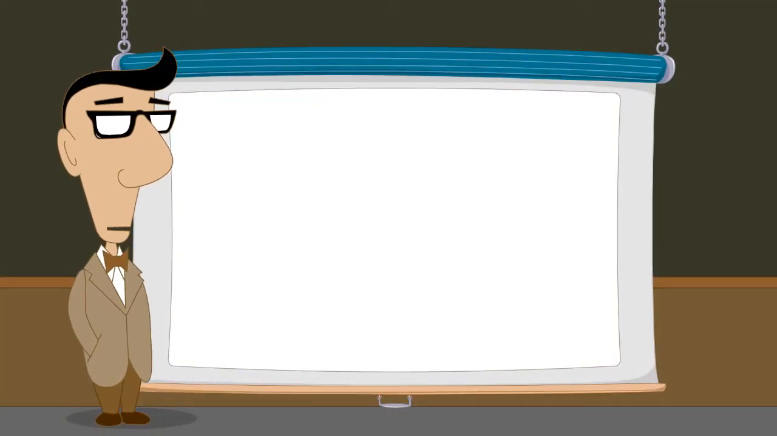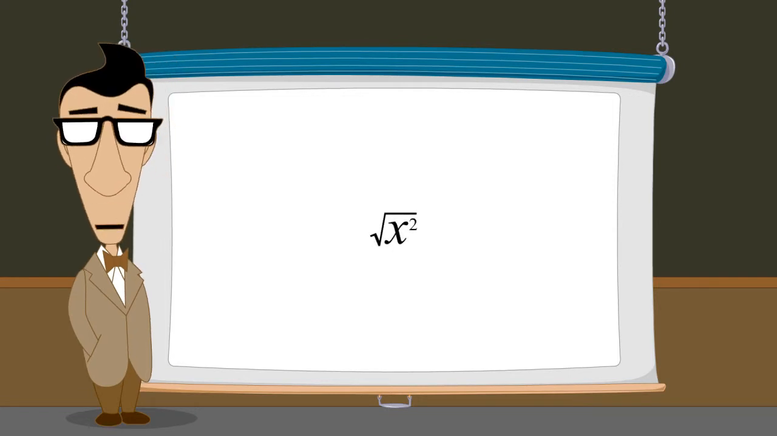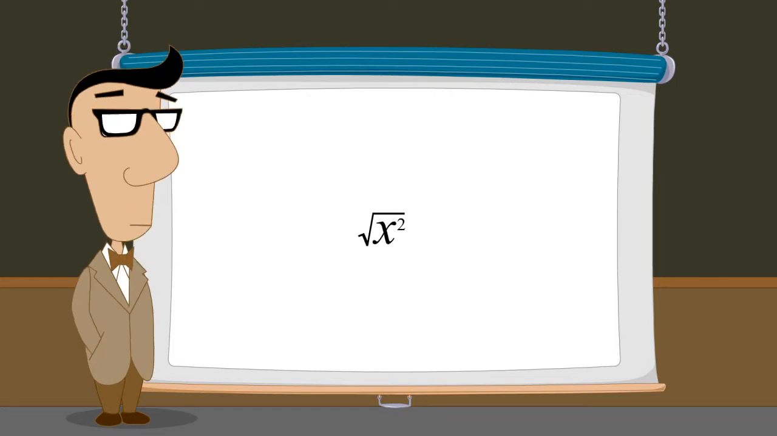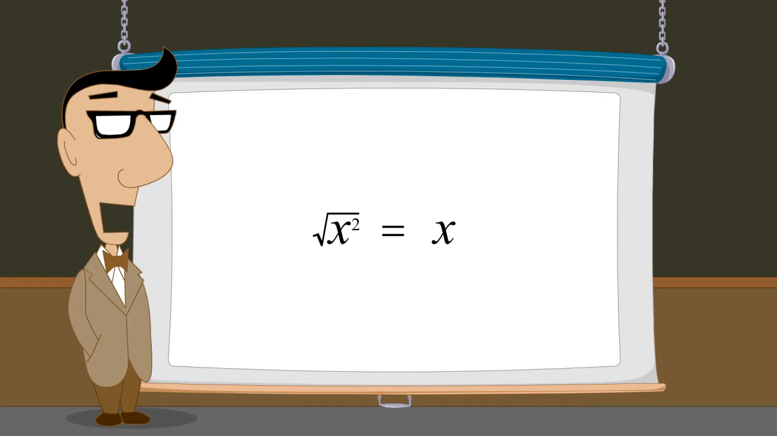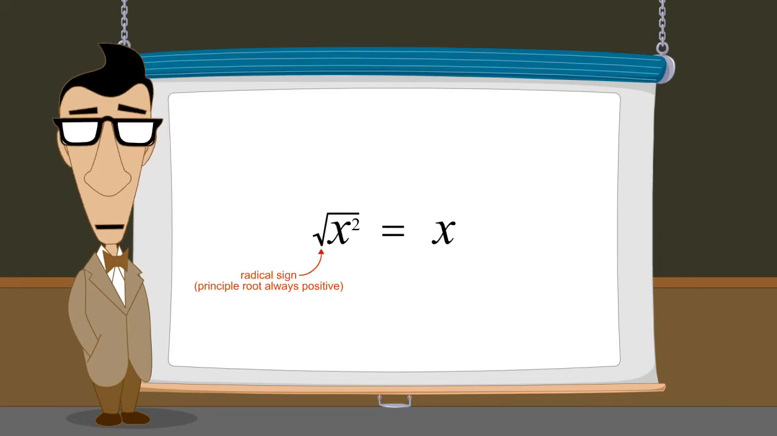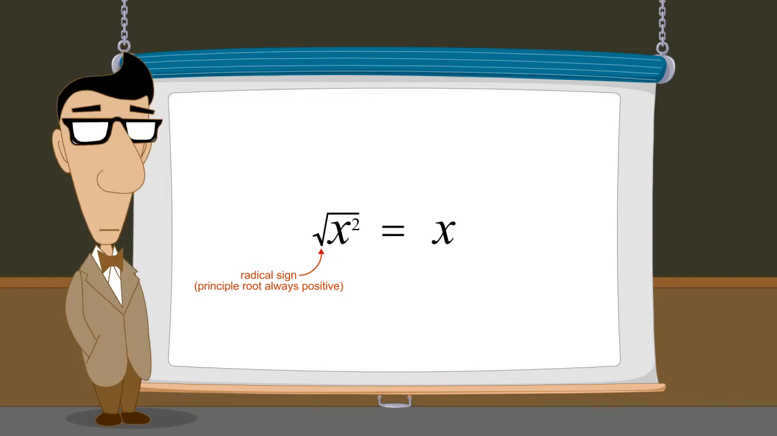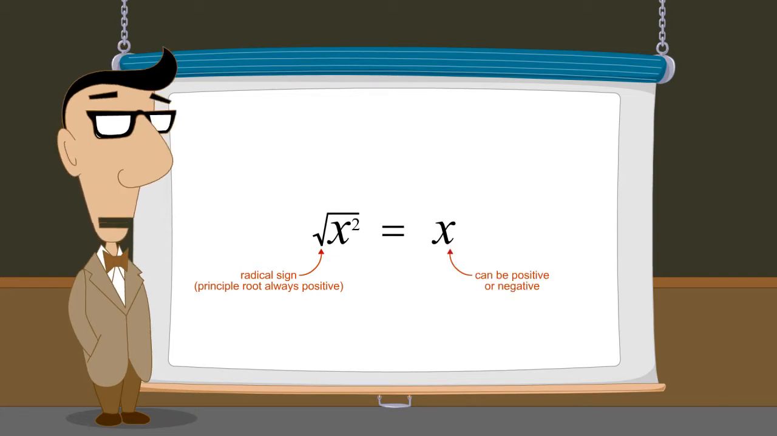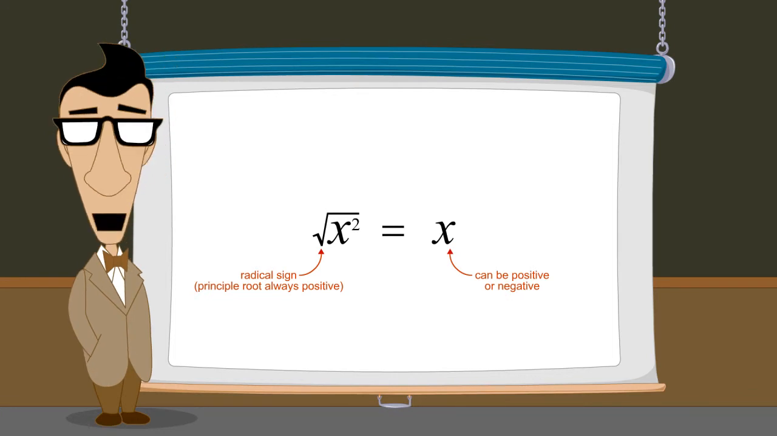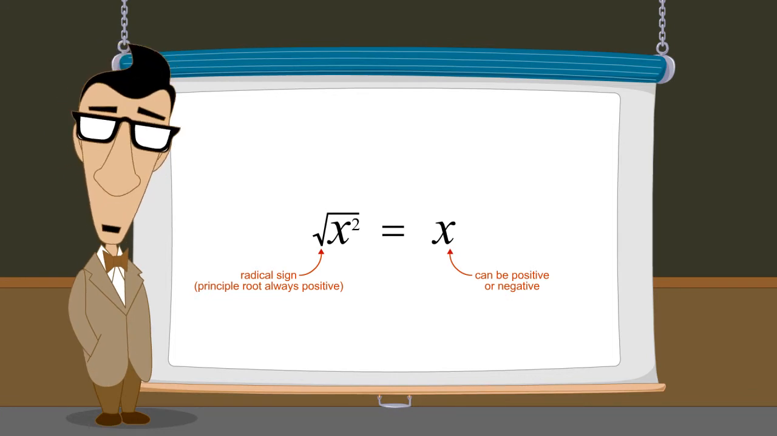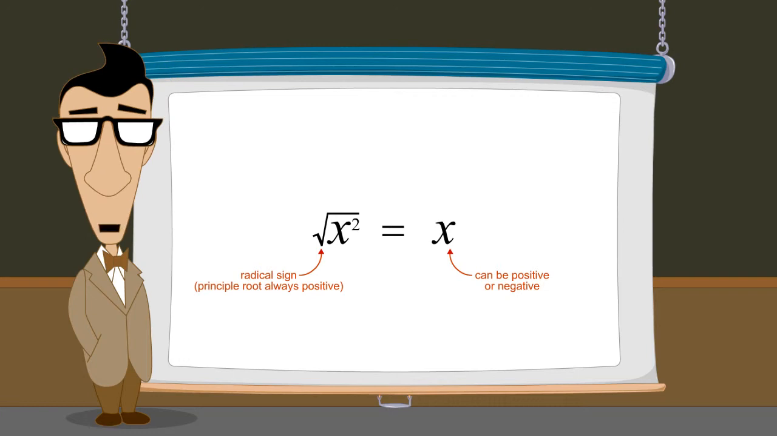Sometimes the roots of expressions involving variables can be simplified. As a simple example, let's say the expression under the radical sign is x squared. The square root of x squared is obviously x. But remember that the radical sign implies the principal square root, which is always positive, and the value of the variable can be positive or negative. Therefore, when bringing a variable out from under a square root sign, we must force the result to be positive by writing the absolute value of the variable.